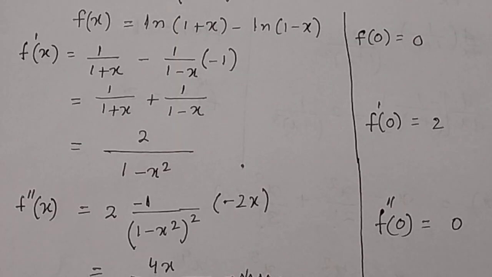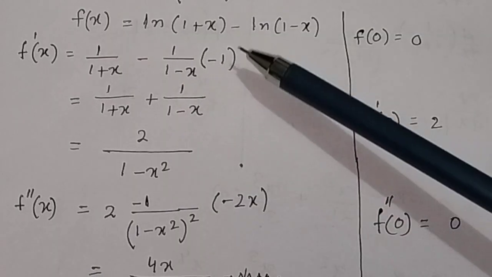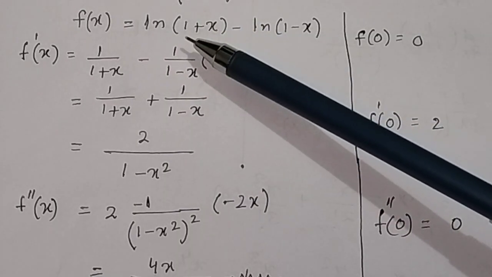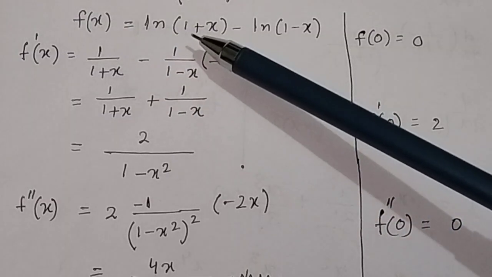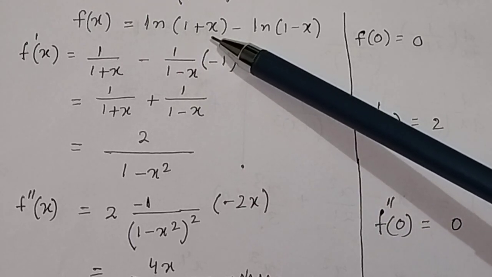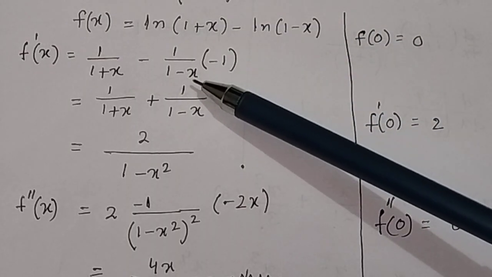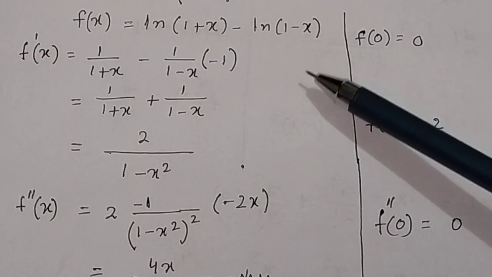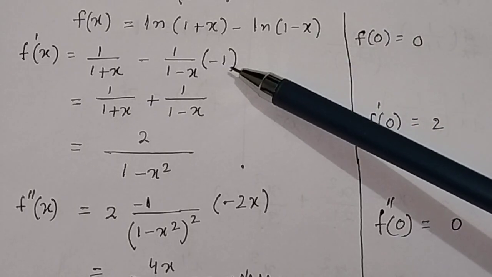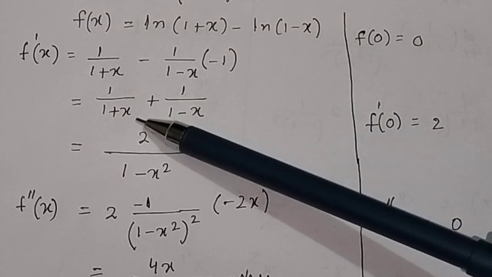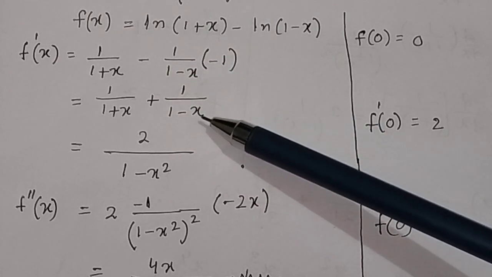Then we will calculate the first derivative of the function, that is f'(x). If you take the derivative of this function, the derivative of log(1+x) is 1 divided by (1+x), and the derivative of 1+x is 1, and the derivative of log(1-x) is 1 divided by (1-x), because the derivative of log x is 1 by x. So the derivative of 1-x is minus 1. If you simplify it, 1 divided by (1+x) minus, again minus, it is plus, so 1 divided by (1-x).